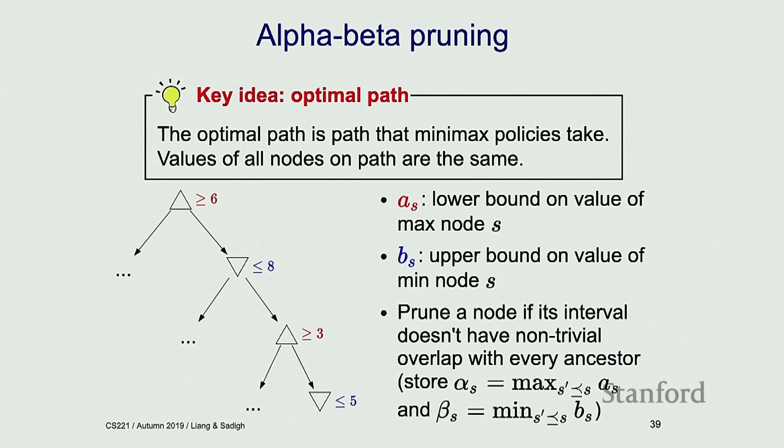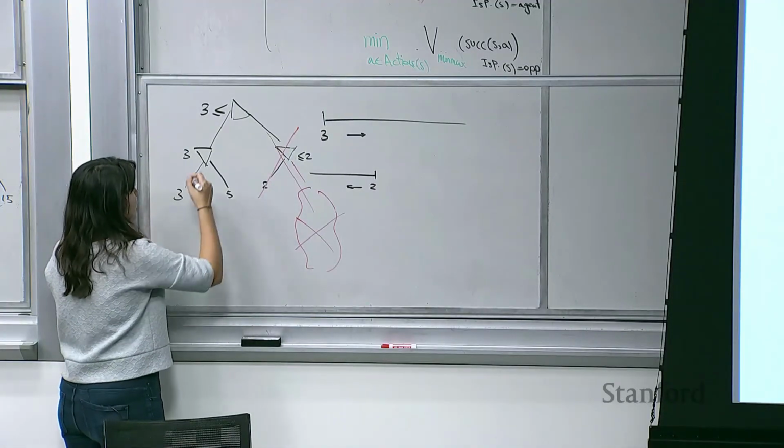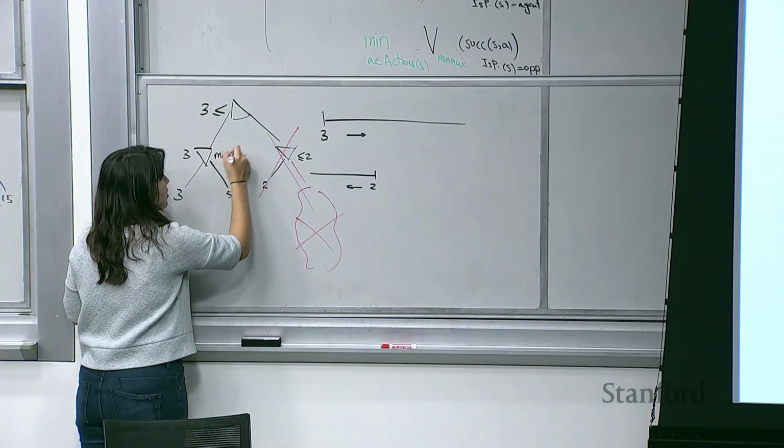So the actual values, I'm not showing a full example here, are coming from somewhere that I'm not talking about yet. But the one at the top, right? So this is a min node. This is a max node, right?